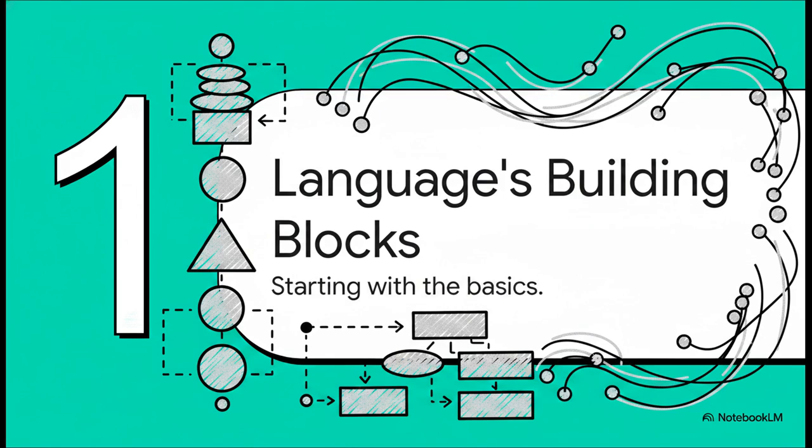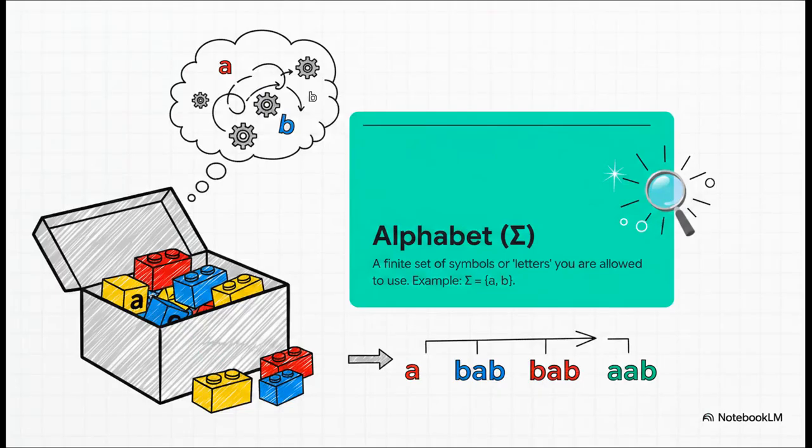If we're going to build a language from the ground up, we need a few key ingredients. And it all starts with the simplest possible element you can imagine. First up, we've got the alphabet, which we show here with the Greek letter sigma. Now, this is just the collection of all the valid characters we're allowed to work with. Seriously, think of it like your box of Legos. For our example, our entire universe of symbols is just the letters A and B.